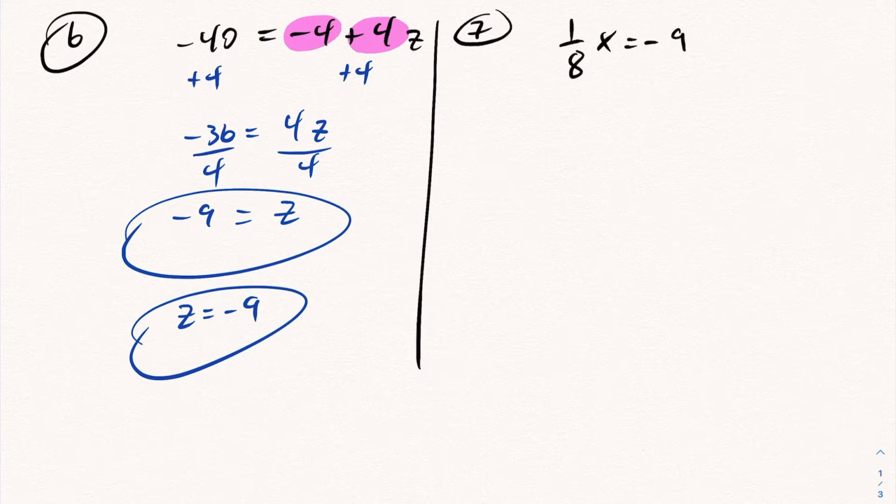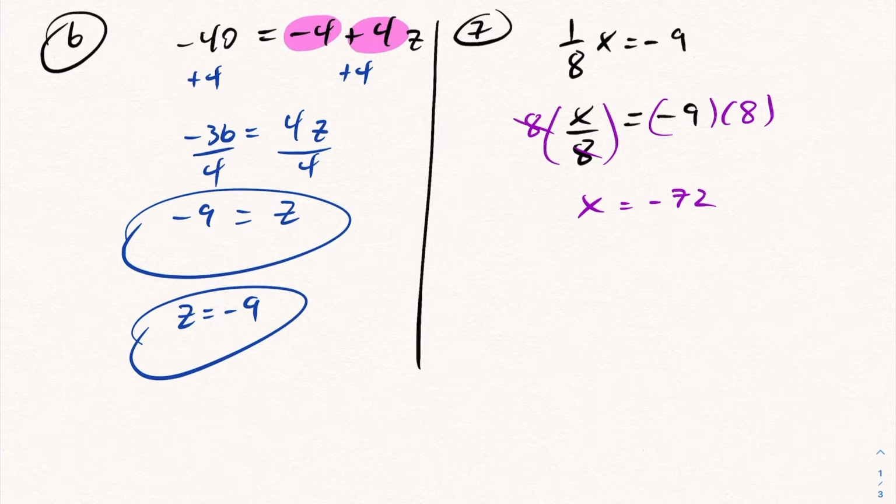Again, pause the video, try the question out yourself. This one here, I rewrite it as x over 8 equals negative 9. Now it's quite clear. You can see the operation between the x and the 8 is division. So the opposite is multiplication. So I'm going to multiply across by 8. And these will cancel. I get x equals negative 72.